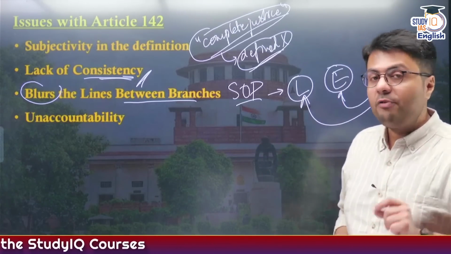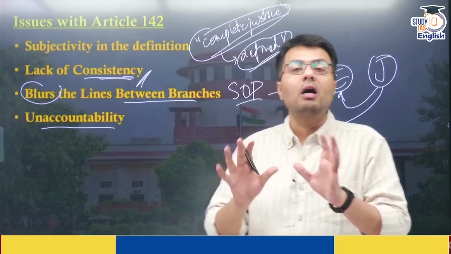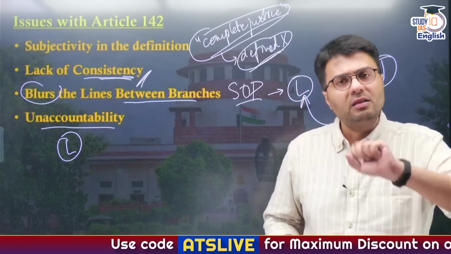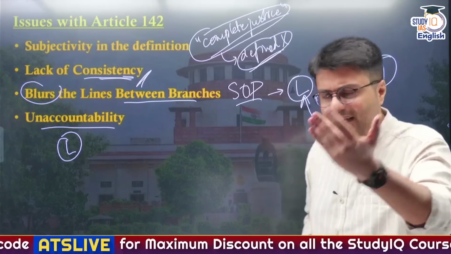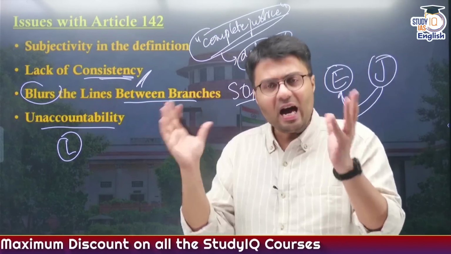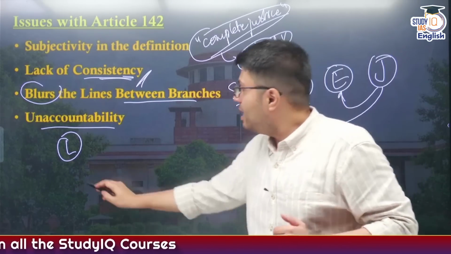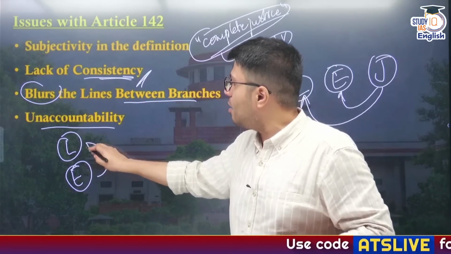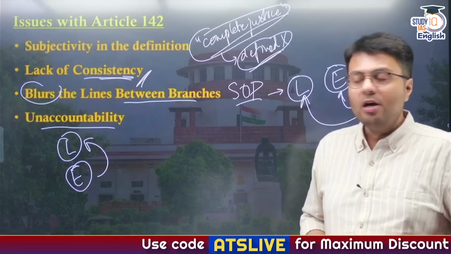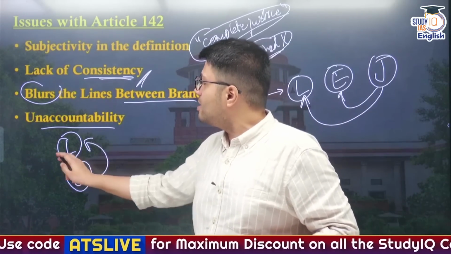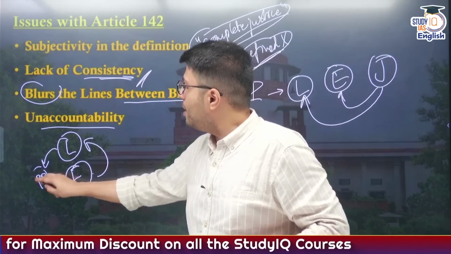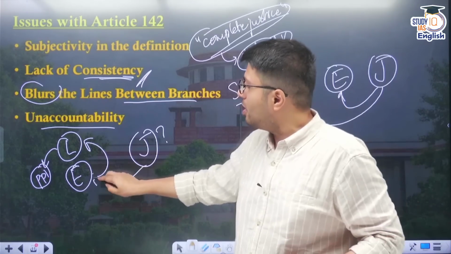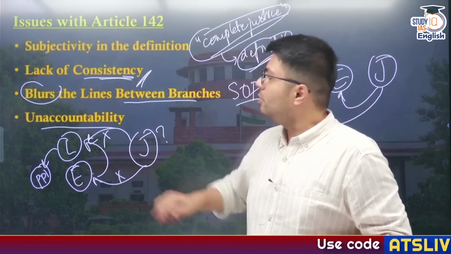Also, with the use of Article 142, judges themselves are not accountable to anyone. For example, you elect the members of legislature, both MLAs and MPs. So essentially, members of legislature are accountable to people like you and I. Similarly, members of executive are part of the legislature itself, and they are accountable to the legislature. So the executive is accountable to the legislature and the legislature is accountable to people like you and I. But who are judges accountable to? That is a big question, because judges are not accountable to the executive, they are not accountable to the legislature.